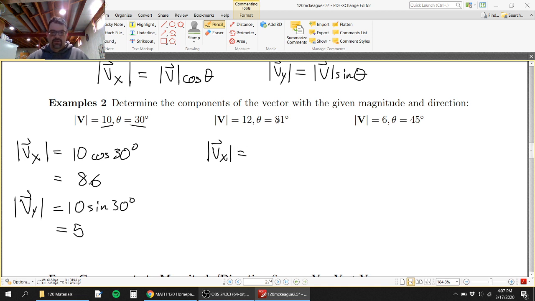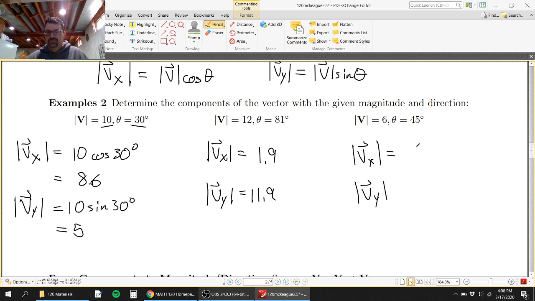For these guys, 12 times the cosine of 81 is about 1.9. 12 times the sine of 81 is 11.9. And here we would have 6 cosine 45 and 6 sine of 45. And actually, if you think about what that looks like, we get the same result for both of these because the sine and the cosine of 45 are the same thing, and they both end up being about 4.2.